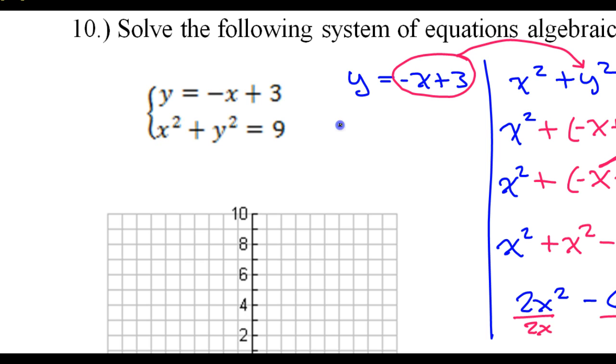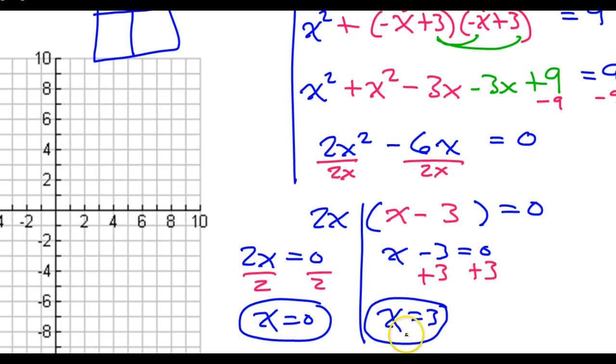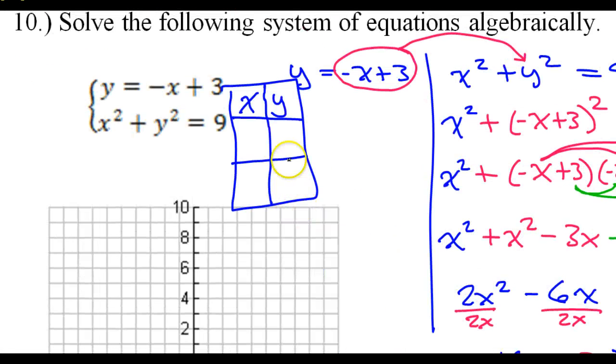So what I recommend is making a table of values like this. Okay, so we need an x and a y. So my two x values are 0 and 3. So there's my 0 and there's my 3. Now I need the y values that go with them. So I'm going to use this little y value equation. That's why I came up here in the first place.